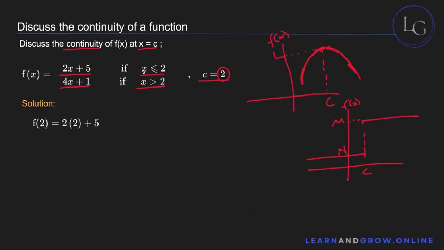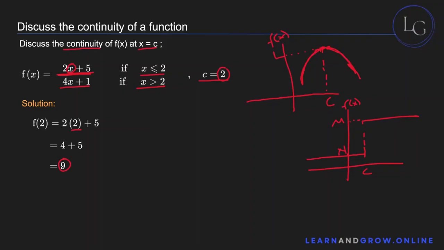You can see when x is less than or equal to 2, it is equal to 2x plus 5. So you'll use this expression, 2x plus 5. In place of this x, you input 2. So instead of 2x plus 5, you have 2 times 2 plus 5, and so you get 9. Okay, so that's your value of the function at x is equal to 2.